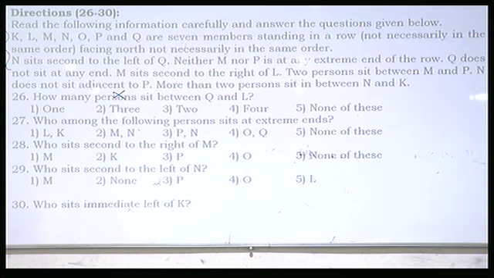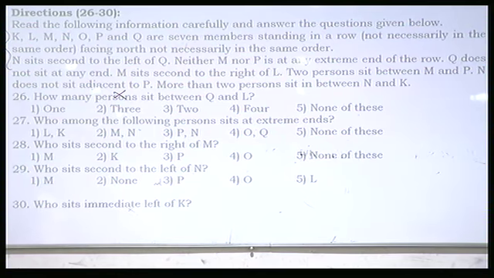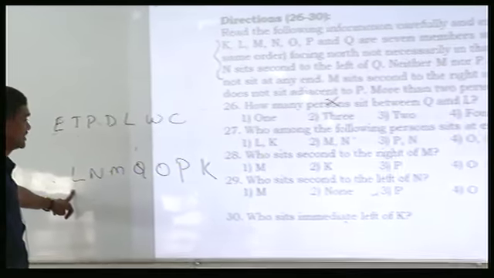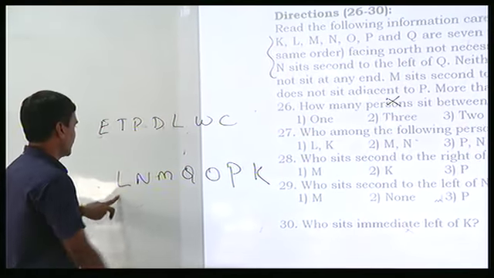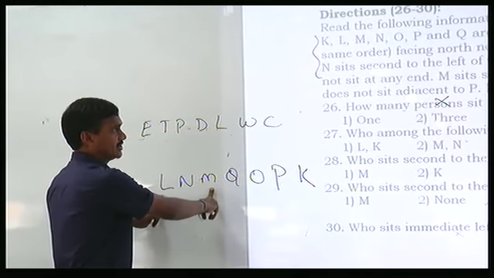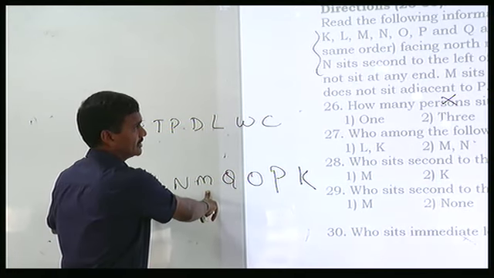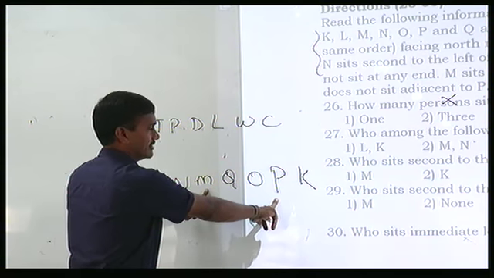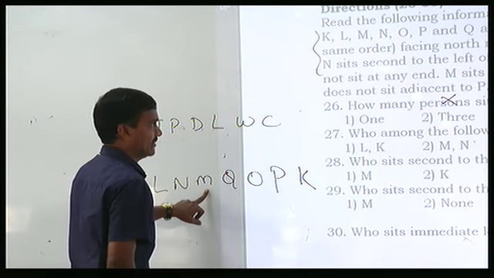N sits second to the left of Q. N is seated second to the left of Q, isn't it? Next one, neither M nor P is at any extreme end of the row. K and L are at the extremes, but not M and P. And M sits second to the right of L. M is seated second to the right of L. And two persons in between M and P. Q and O are the two persons in between M and P.